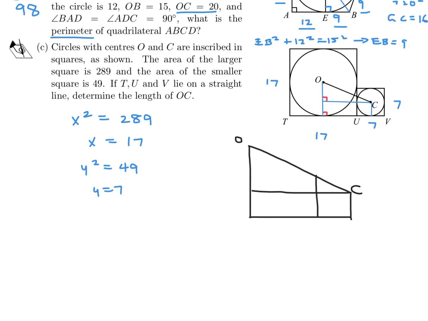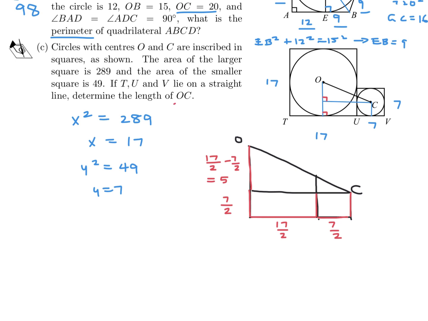From here to here, let me use a different color, from there to there is actually 7 over 2, because it's half. From here to here is 17 over 2. And then from here to here is also 7 over 2, these guys. And therefore, here to here is basically 17 over 2 minus 7 over 2, which is 10 over 2, which is 5. All right, I think I have enough.